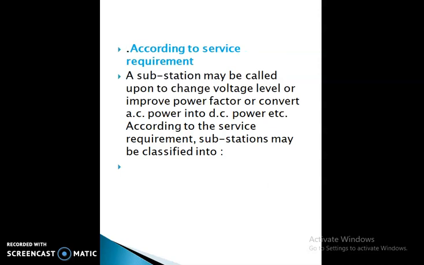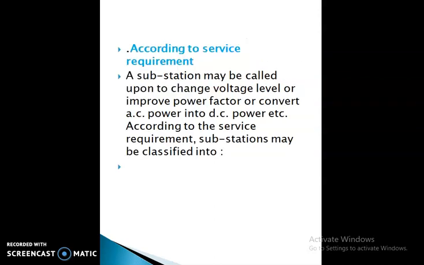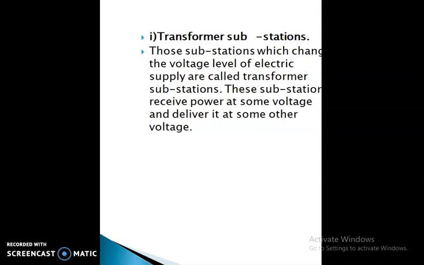First one is according to the service requirement. A substation may be called upon to change voltage levels, improve the power factor, or convert AC power into DC power, etc. So according to service requirements, substations may be classified into, first one, transformer substations.